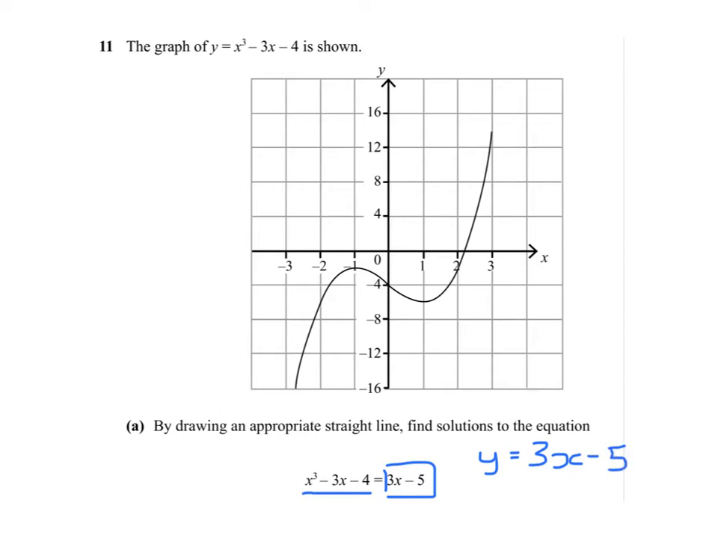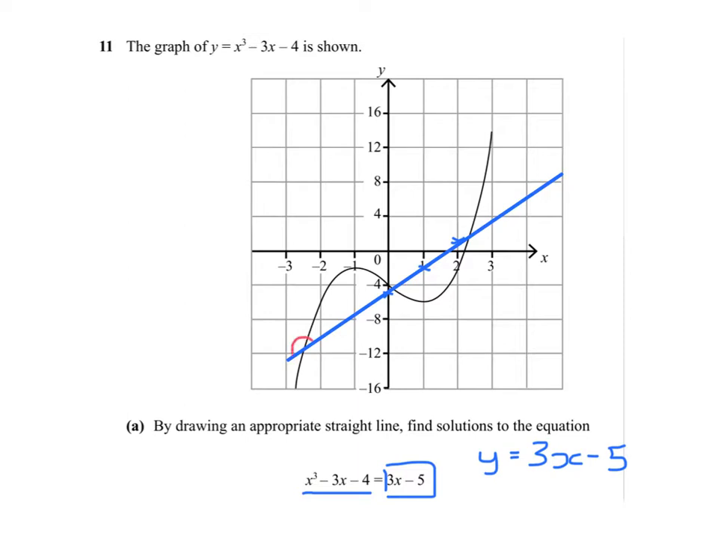So to draw that, we need to have 3 points. When x is 0, 3 times 0 minus 5 gives us minus 5. When x is 1, 3 take away 5 gives us minus 2. When x is 2, we have 6 take away 5, which gives us 1. Drawing the line, what I then need to do is find the points of intersection.